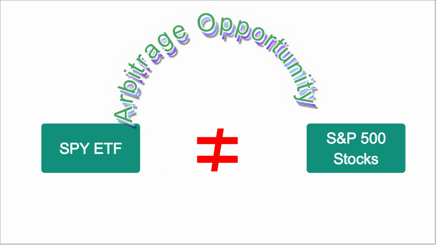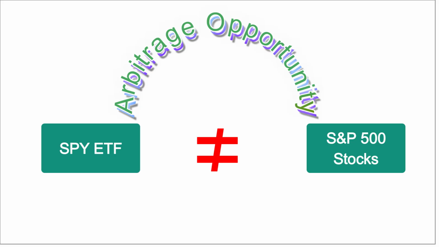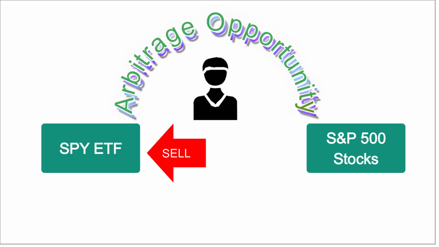In simple words, index arbitrage exploits the price difference between an index-based ETF, say SPY, which tracks the S&P 500, and the actual basket of 500 stocks that makes up that index. So if the ETF price drifts above the theoretical value of its constituents, traders sell the ETF and buy the underlying stocks, or vice versa, locking in a profit when the price converges. Let's understand this index arbitrage concept with an example.